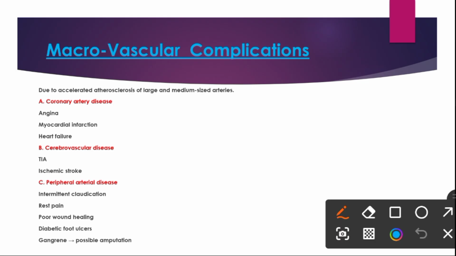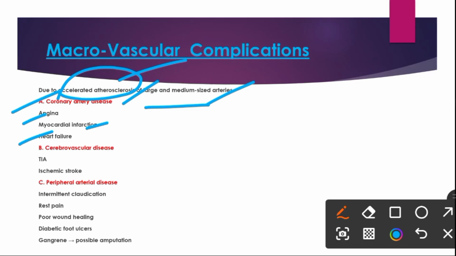Next is the macrovascular complication of diabetes. In macrovascular complication, there is accelerated arteriosclerosis, that is a thickening and hardening of the large and medium-sized arteries, and hence there will be decrease in the blood supply toward the major organs. And the macrovascular complications include coronary artery diseases that include angina, MI, heart failure, cerebrovascular diseases that include TIA and ischemic stroke, and the peripheral arterial diseases that include intermittent claudication. In claudication there is a decrease in the blood supply in arteries, and they cause severe pain. Similarly, they cause poor wound healing.